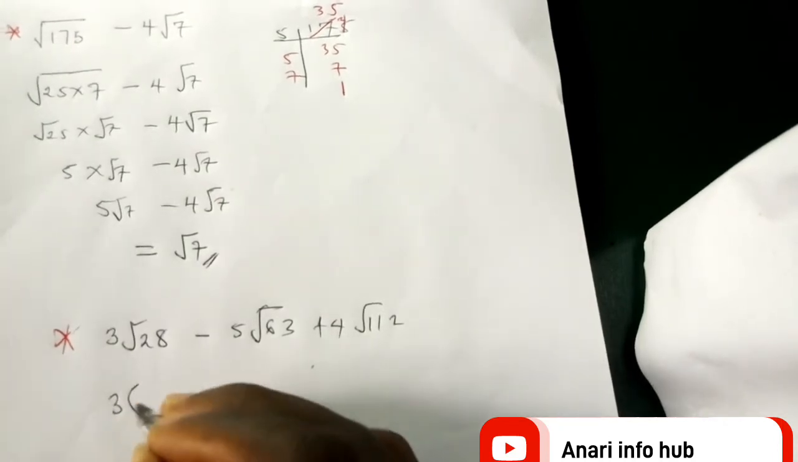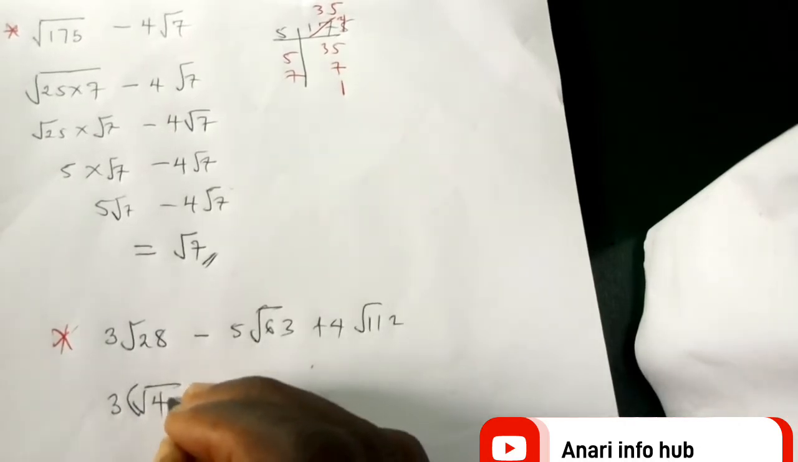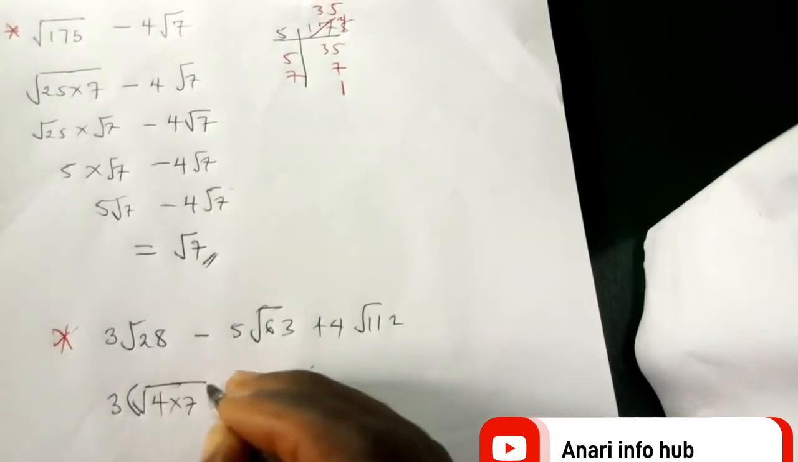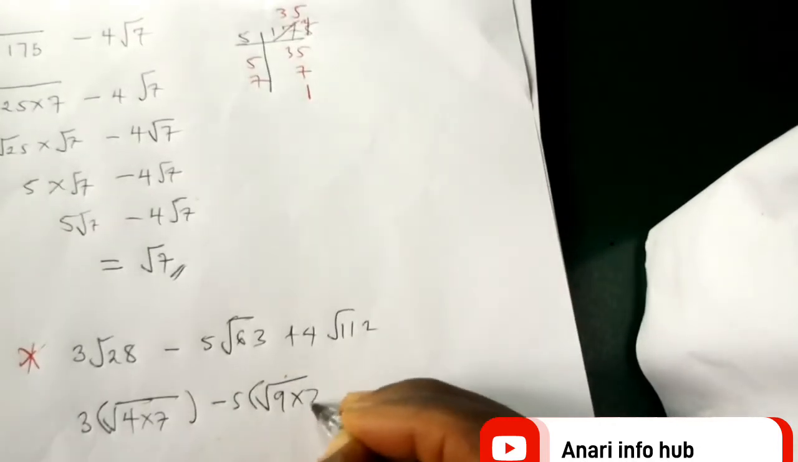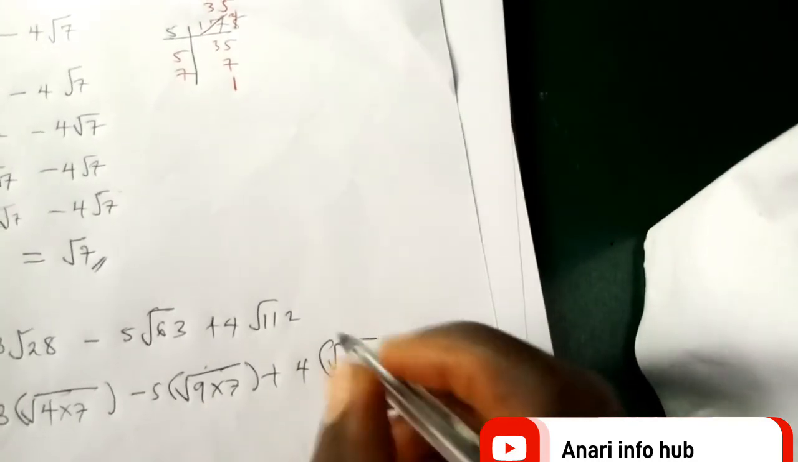So this is something like 3 into root 4 times 7, then minus 5 into root 9 times 7, and then plus 4 into root 16 times 7.